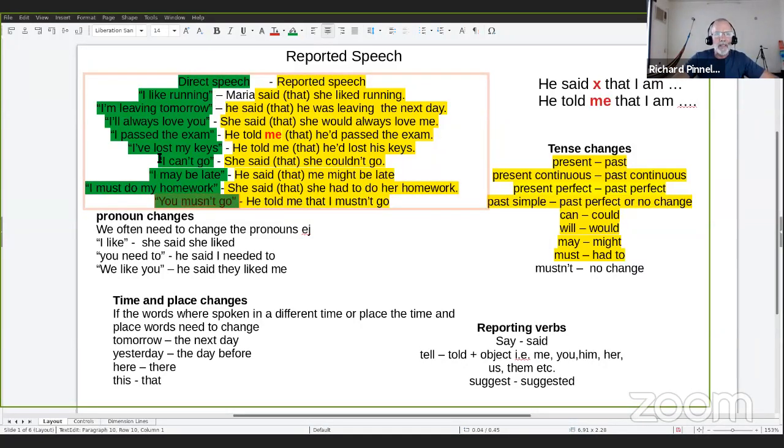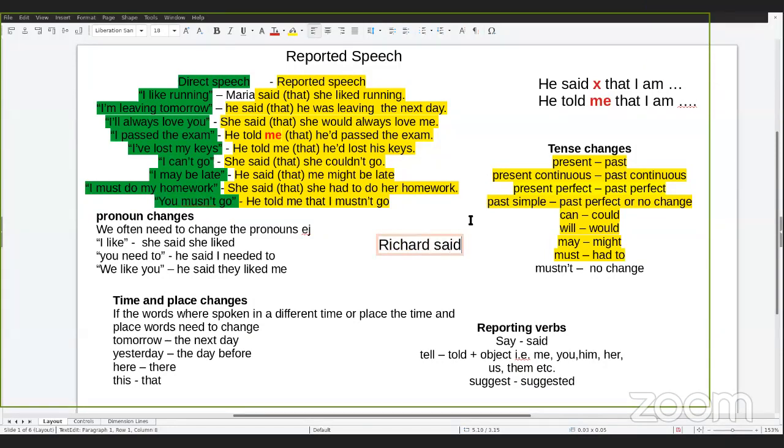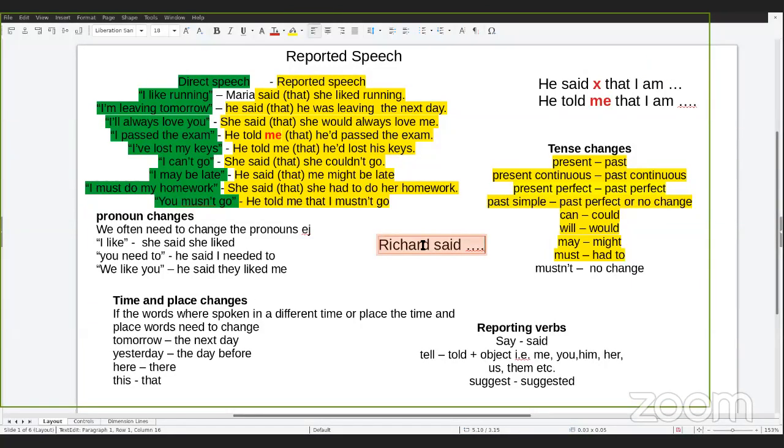I think I'll read the examples and you can read the reported speech, okay? I like running. Nancy, read this one. Or you can actually use it like this and say, Richard said, blah, blah, blah, okay? So I like running. Richard saying me that he liked running.